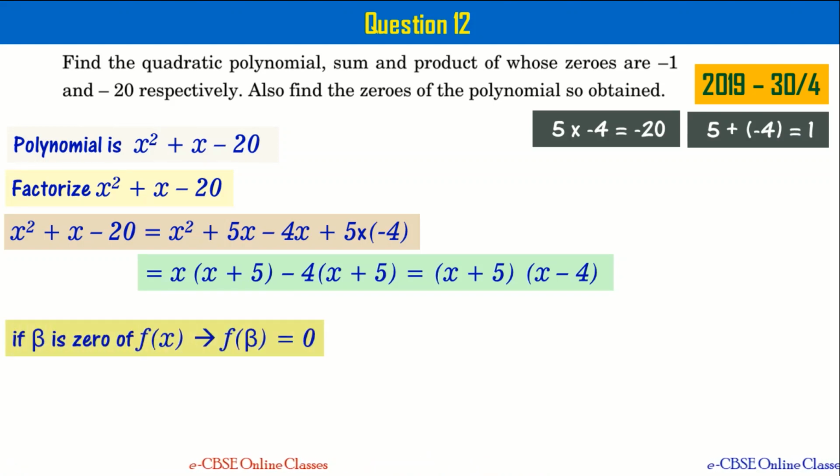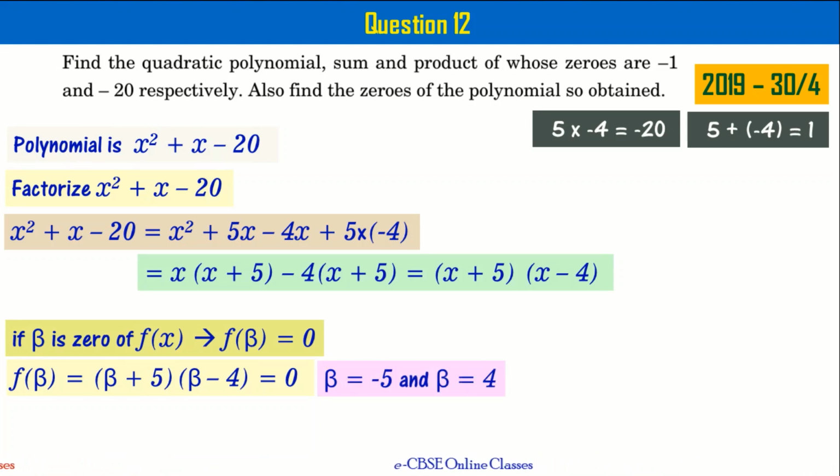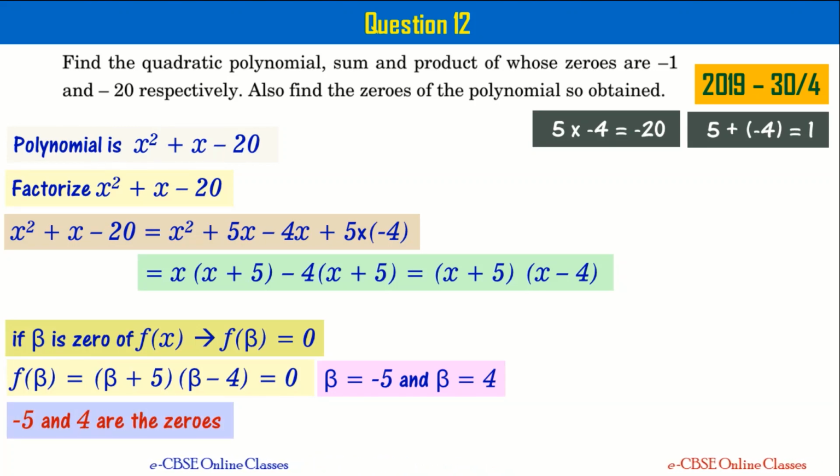And we know that if beta is a zero of f(x), then f(beta) is equal to 0, right? So if I say that beta is a zero of this particular expression, (x + 5)(x - 4), then we can write (beta + 5)(beta - 4) = 0, right? This equation is valid when beta + 5 = 0 or beta - 4 = 0, right? So you simplify it such that you get beta = -5 and beta = 4, right? So we can now say that -5 and 4 are the zeros of the polynomial x² + x - 20, right?